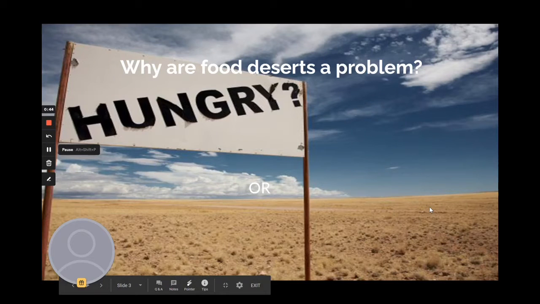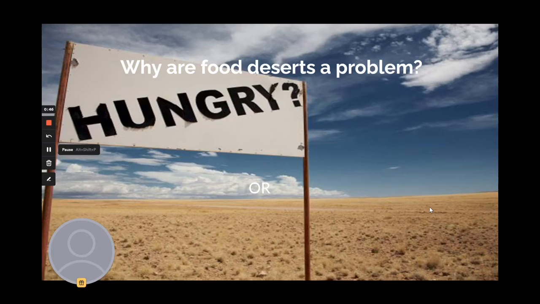So why are food deserts a problem? Well, obviously it's an issue because the people it affects have limited access to healthy food, and so they are more prone to diseases related to obesity, heart disease, and diabetes.